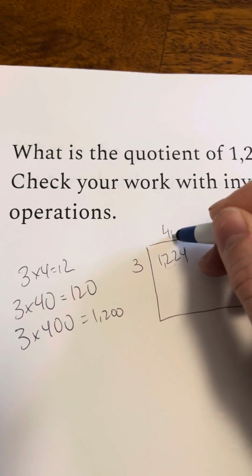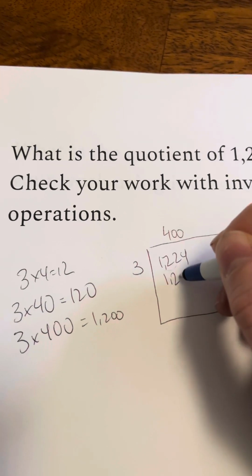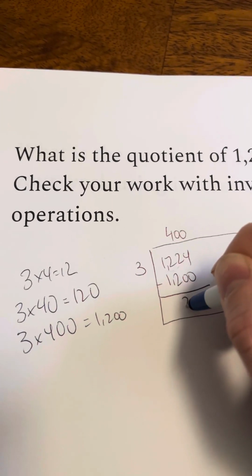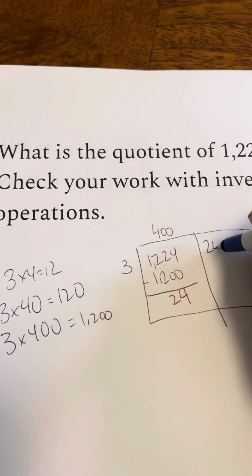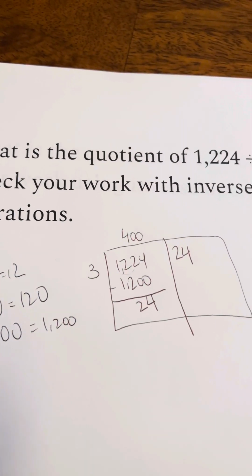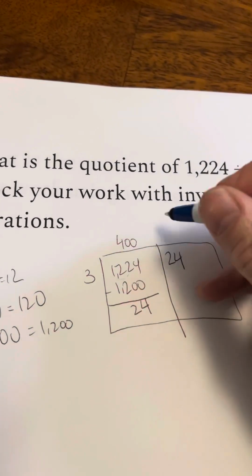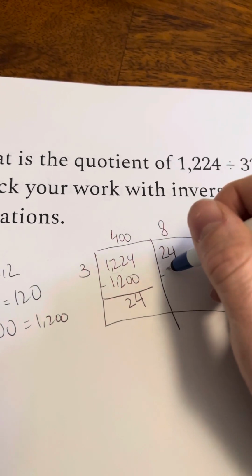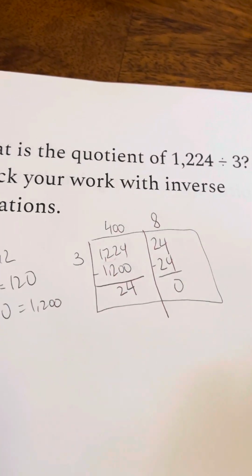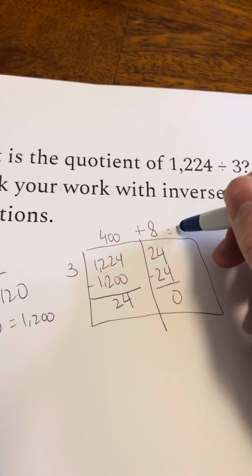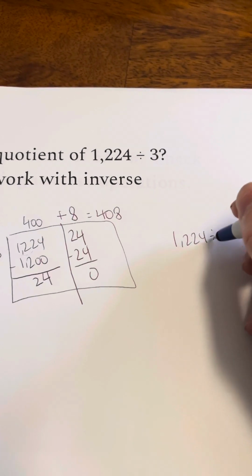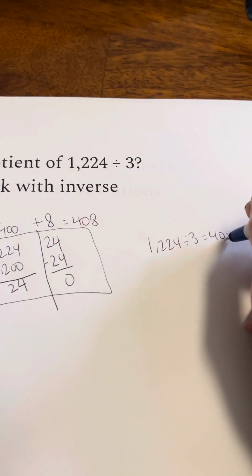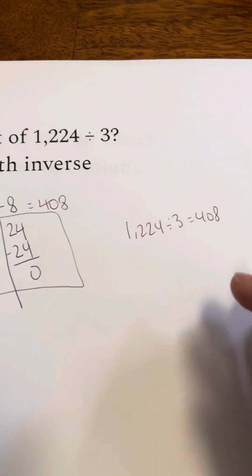So I put my 400 up here, 1,200, and I only have 24 left over. And if you know your 3 times table as well, then you're knowing that 3 times 8 is 24, and I have no remainder. I add my partial quotients. So I believe that 1,224 divided by 3 equals 408. And the reason I say that I believe that is because I haven't checked it yet.